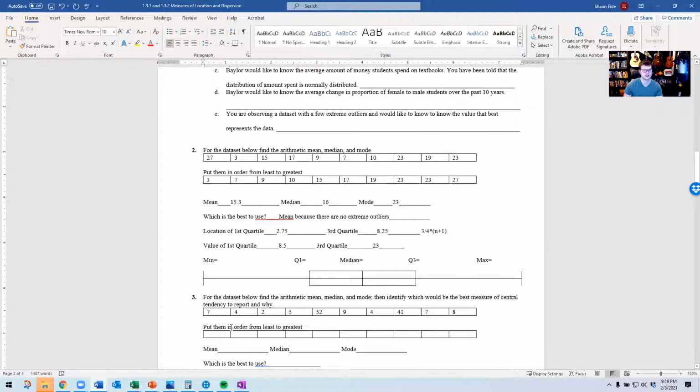So we've got the minimum. The minimum is going to be 3. Quartile 1 is going to be 8.5. Median is going to be 16. Quartile 3 is going to be 23. And max is going to be 27.